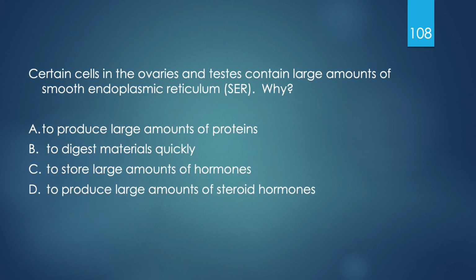Here's a pop quiz question for you. Certain cells in the ovaries and testes contain large amounts of smooth endoplasmic reticulum. Why? To be able to answer this question correctly, you'll need to know what the smooth endoplasmic reticulum does. In particular, the tip-off is that ovaries and testes are involved. The answer is D, to produce large amounts of steroid hormones. Please take a moment to review the functions of the various organelles to be able to know that you can rule out options A, B, and C.